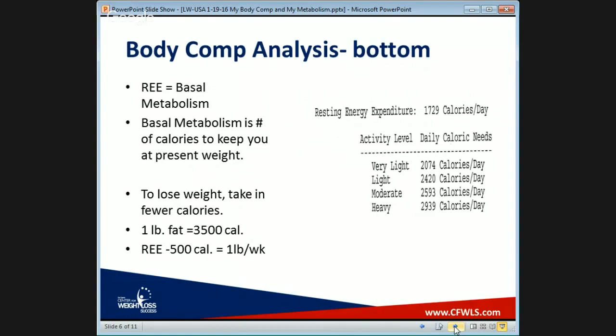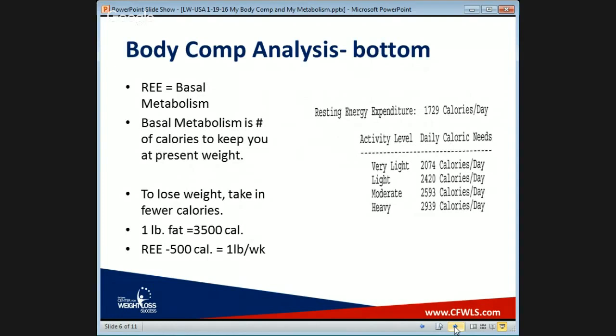Now, the problem here is that the computer, when it's trying to figure this out, is assuming you're average. And that's where the problem comes in, especially with our surgical patients, because part of the reason they may have required surgery is that their metabolism typically runs much lower than average. If we're assuming you're average and you run much lower than average, then this isn't going to do you much good, and it's not a very accurate estimation. REE means your basal metabolism, in theory the number of calories to keep you at your present weight.